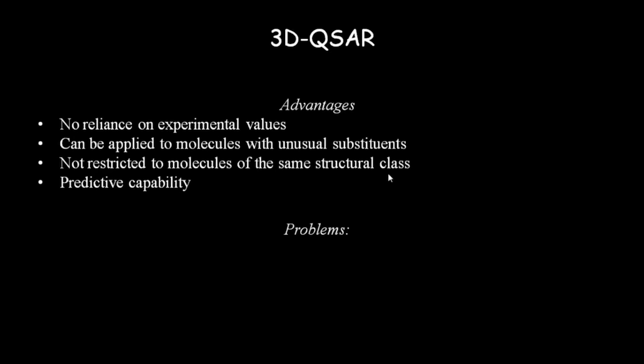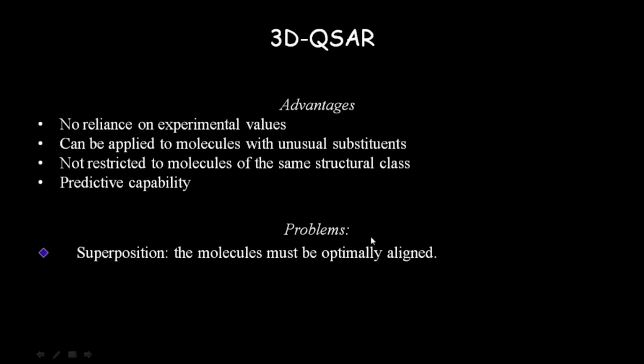So what are the problems? The molecules must be optimally aligned. That's very important, because you have to place one on top of another, and they can be very different, so placing them may not be practical. Also, the flexibility of the molecules is an issue, because molecules can take different conformations. If you have many rotatable bonds, that's a problem.